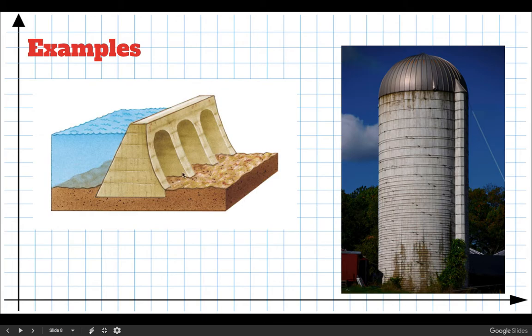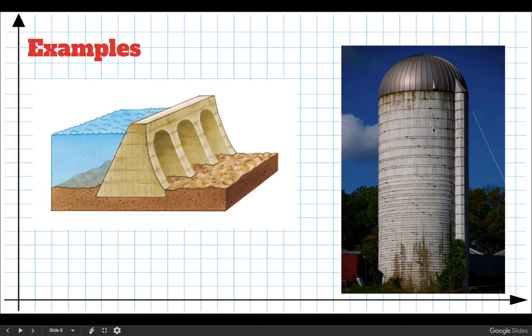Here's two examples. You may have noticed that when dams are built, the bottom is thicker than the top, and that's because of what we call hydrostatic pressure. The pressure on the dam wall gets greater and greater the deeper and deeper you are. So it doesn't matter how big the water reservoir is, the pressure on the wall depends on the depth. And so the deeper it is, the thicker you need the wall. So dam walls are shaped in a way that the bottom is thicker than the top.